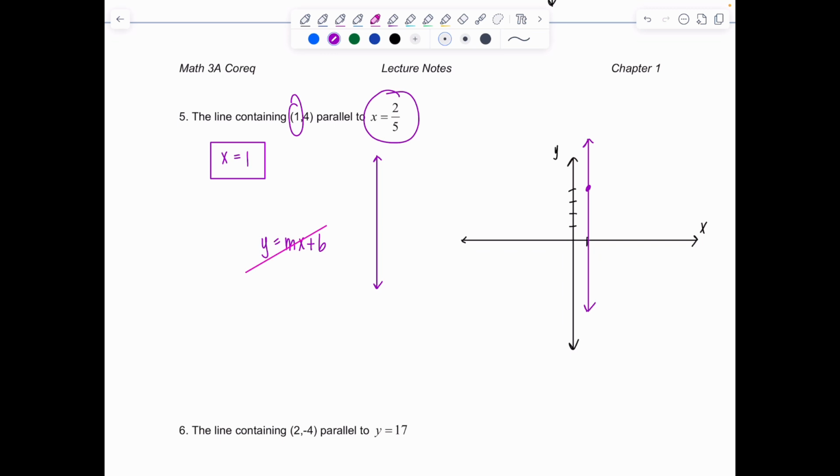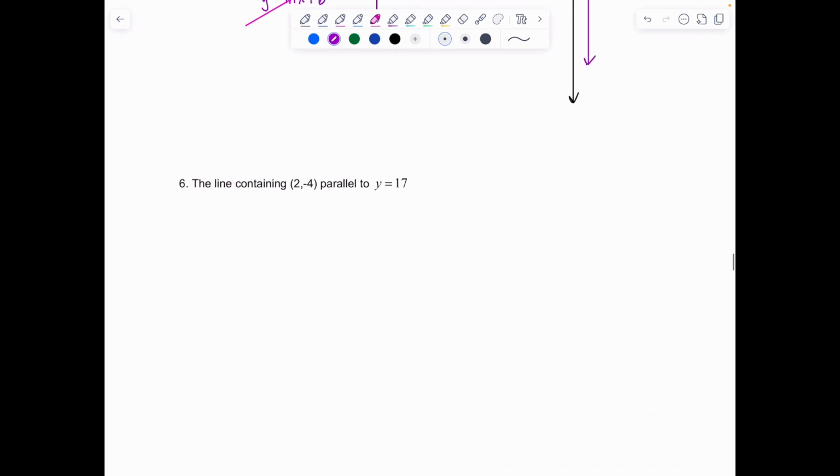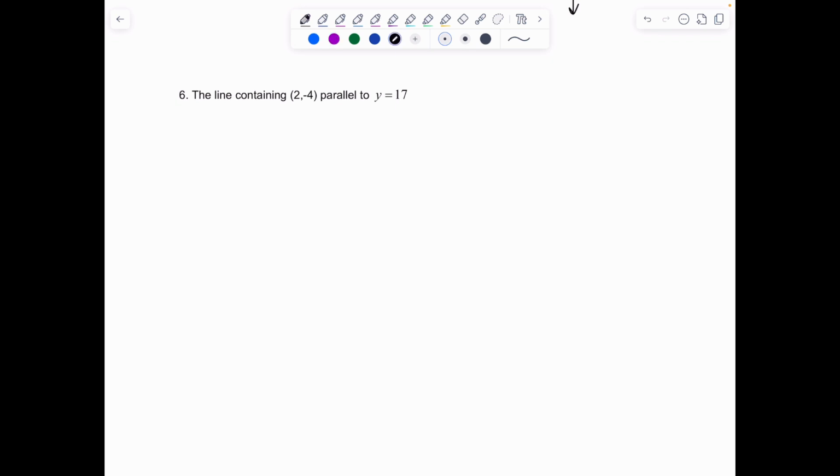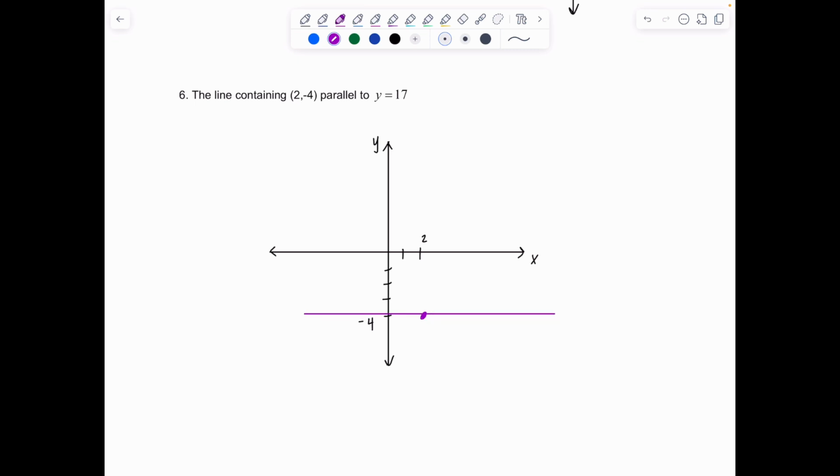I'm sure that this is making you nervous. The line containing 2, -4 parallel to y equals 17. Well, y equals 17 is a horizontal line when you have y equals whatever, right? So now let's draw the point 2, -4, 2, 1, 2, 3, 4, -4. The point would be right here. If it's parallel to y equals 17, it's going to be horizontal, okay?